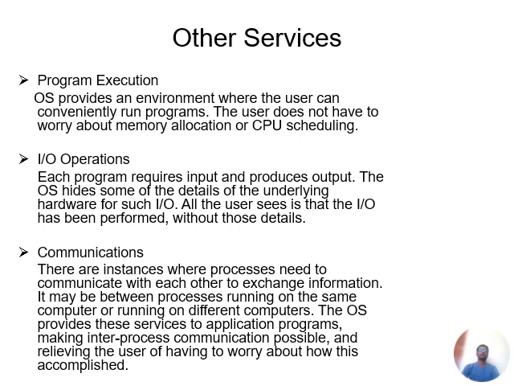Communications. There are instances where processes need to communicate with each other to exchange information. It may be between processes running on the same computer or running on different computers. The operating system provides these services to application programs, making inter-process communication possible and relieving the user of having to worry about how this is accomplished.